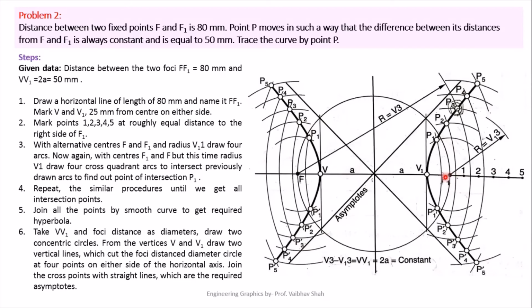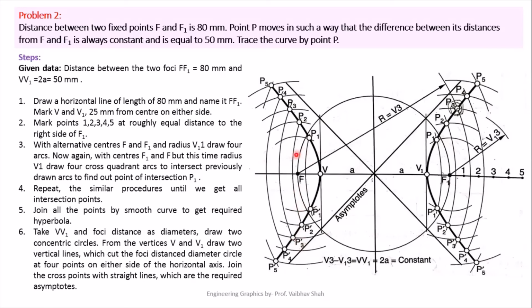F1 as a center, draw one arc above this point and below this point. Now change the center to F with the similar radius V1 tilde 3 on your rounder. Cut one arc above the point F and one arc below the point F. After that, let us change the radius to V tilde point 3. Put your rounder at F1. Try to cut the previously drawn arc somewhere here to get P3 and down here to get P3 dash.